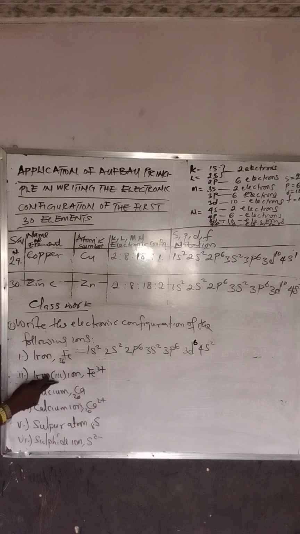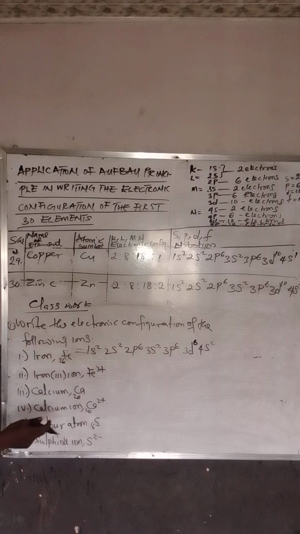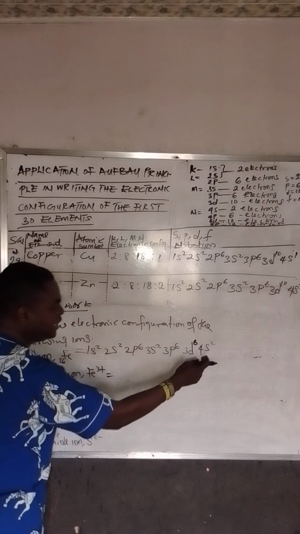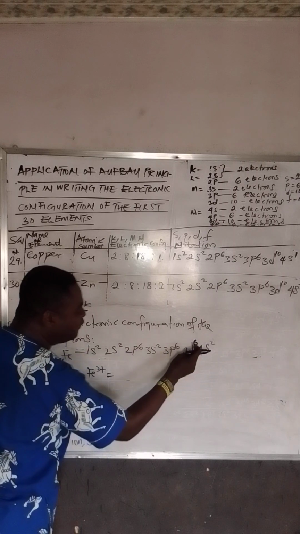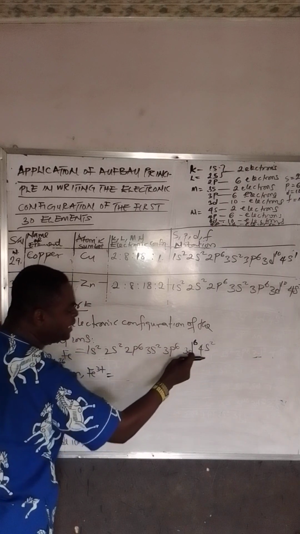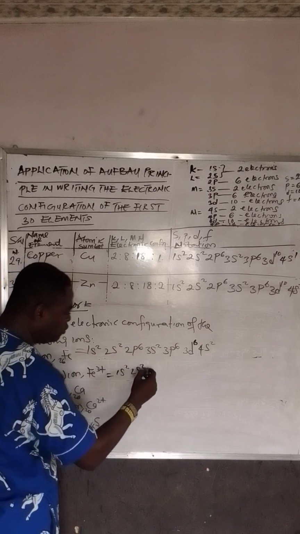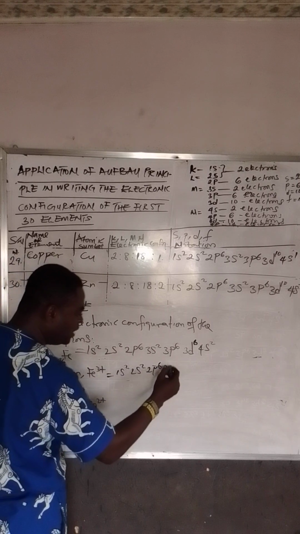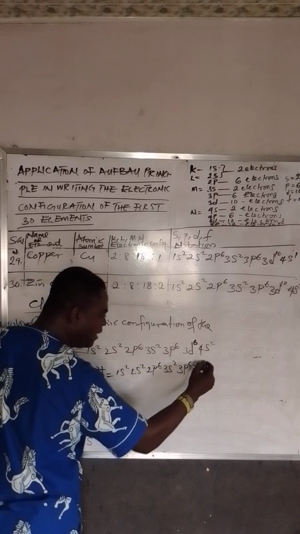But when it is now an ion, Fe 3 plus, this 3 plus shows that it has lost 3 electrons. So you now cancel the 3 electrons. This 4s will be part of it. This 2 will go. Then 1 from this 6 will go. This one will now be 3d5. So it will now be 1s2, 2s2, 2p6, 3s2, 3p6, 3d5.